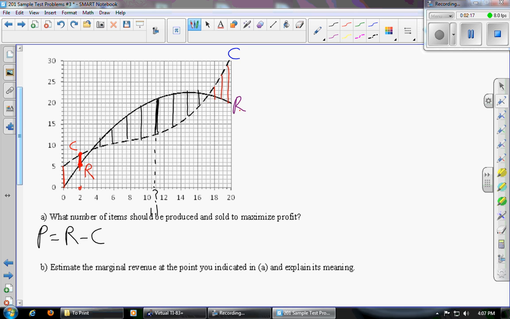Okay, that's not really a calculus thing that we did. So let's do some calculus instead. But thinking of just the vertical distances here, I feel pretty good about an answer somewhere between 10 and 12. So let's see if we can get rid of some of this stuff here and try it the calculus way. Okay, so let's relabel. Blue is cost, purple is revenue.